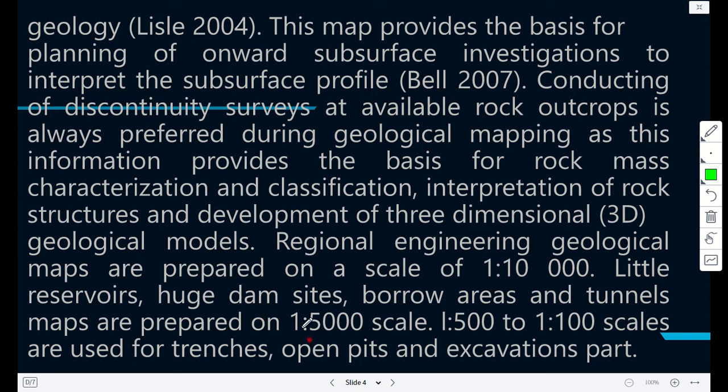Okay, so you can use all these things. You can use any of the scales shown. For the reservoirs, huge dams, and sites, borrow pits, you use 1 to 5,000. Then 1 to 500 to 1 to 100 scales, you can use for trenches, open pits, and excavation parts.